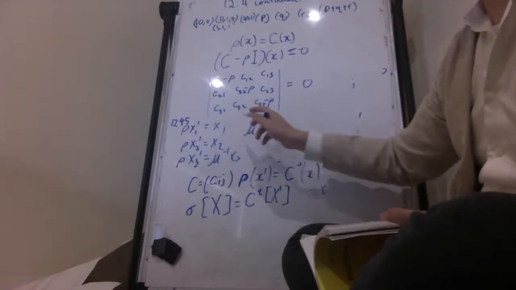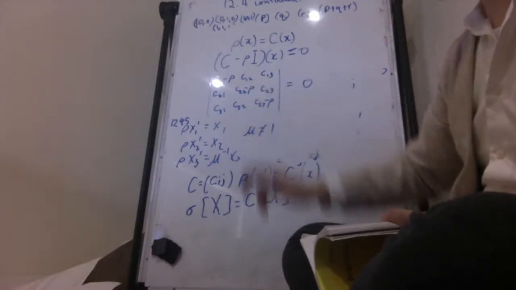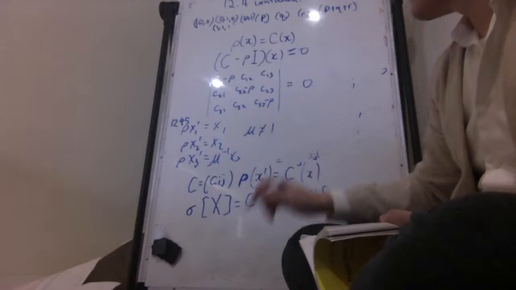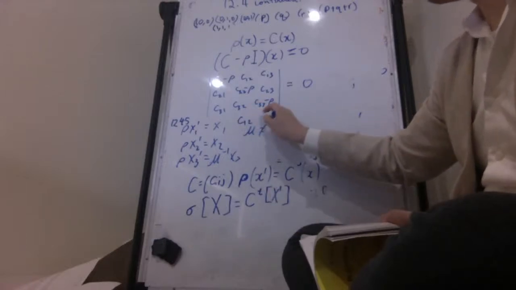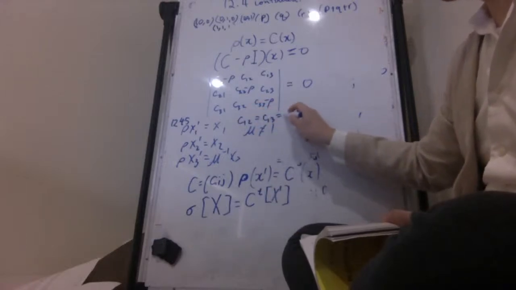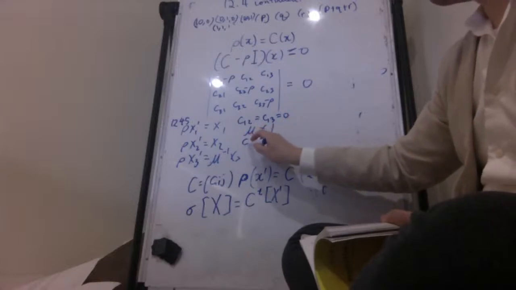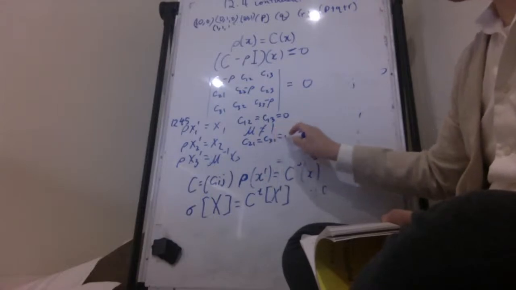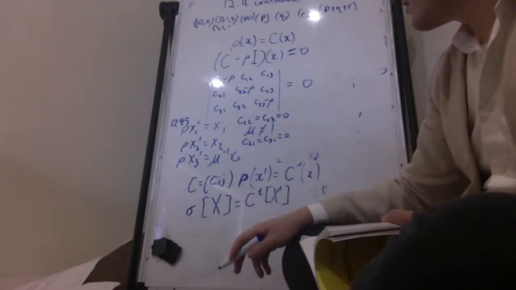So in terms of the matrix, what's that telling you? It's like P2 is 0, so C12 is 0. So C12 equals C13 equals 0. C21 equals C31 equals 0.